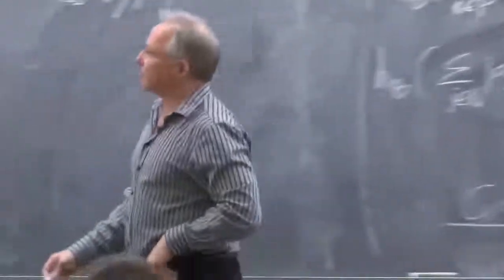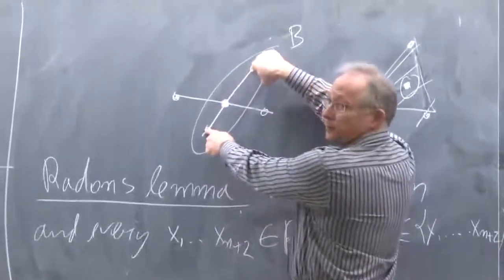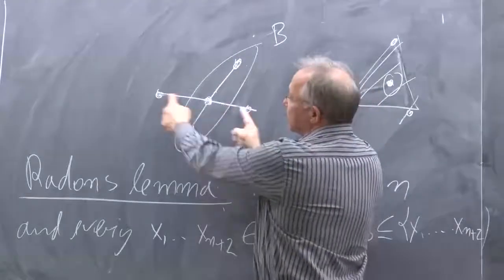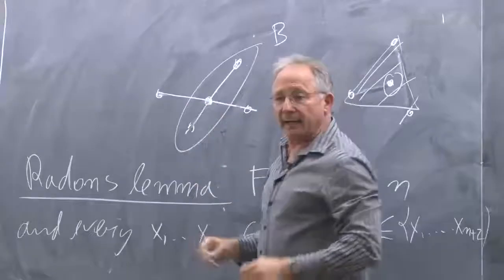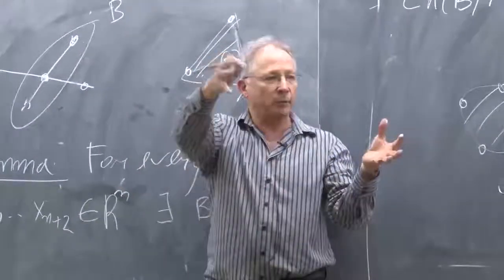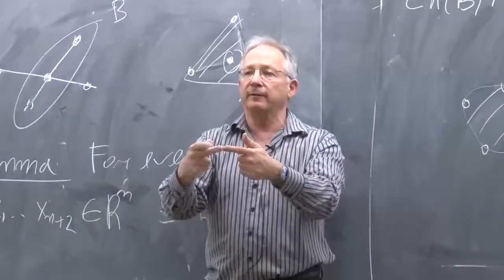Right? This intersection is a combination of these 2 points. I can write it as a combination of these 2 points. And this intersection is a combination of these 2 points. So whenever I have too many points, I can separate them into 2 sets such that the combination of one set and the combination of the complement intersect.